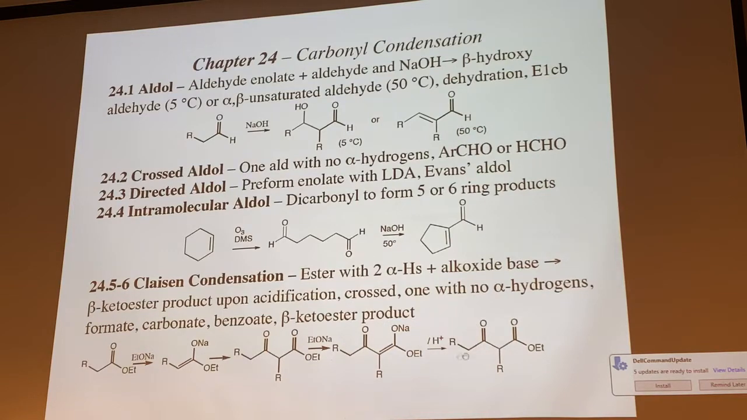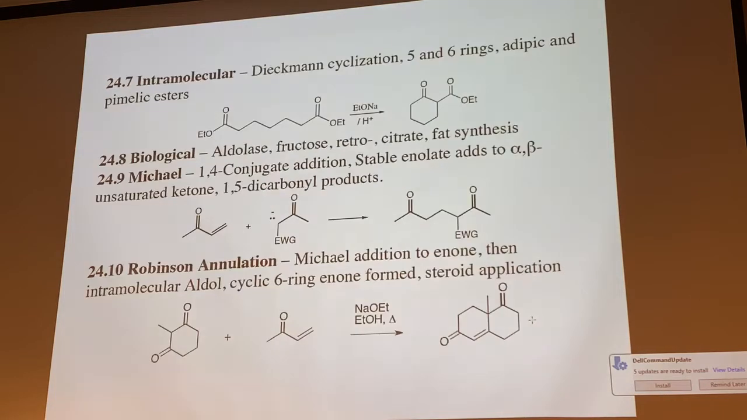You need to acidify things to get the neutral product. So here's the product here. It's formed as an intermediate, but it's actually deprotonated to help drive the reaction forward. So there's a little bit of a tricky mechanistic issue there with the Claisen condensation, but we'll look at that. And of course, there are intramolecular versions of the Claisen.